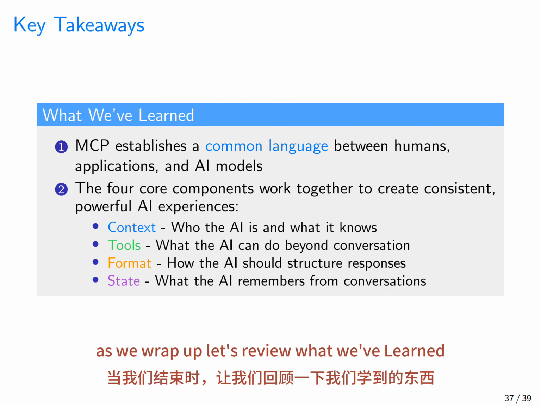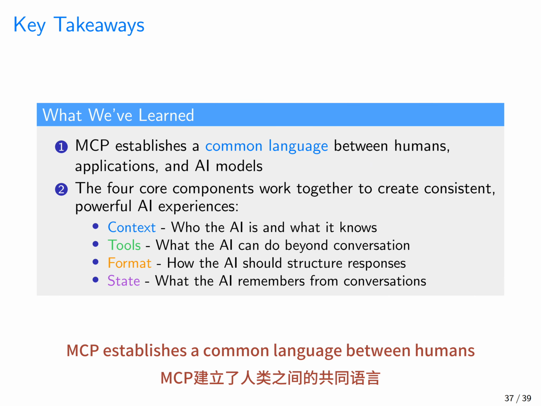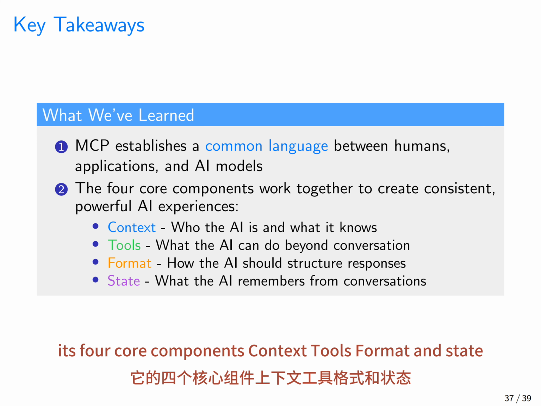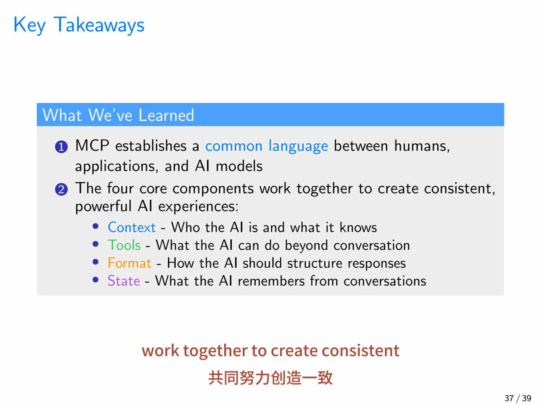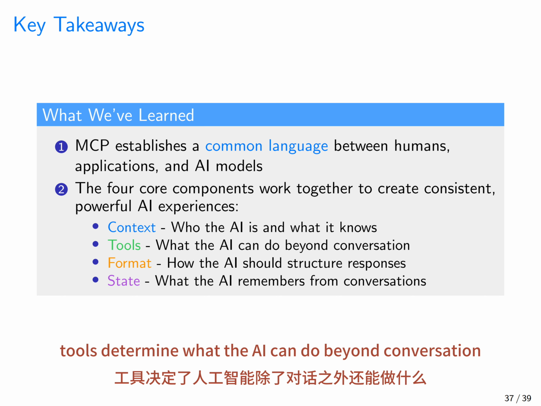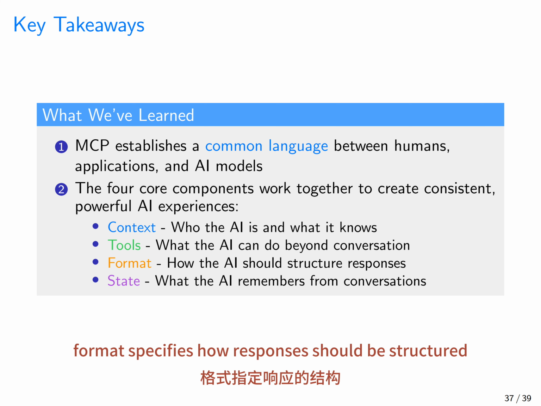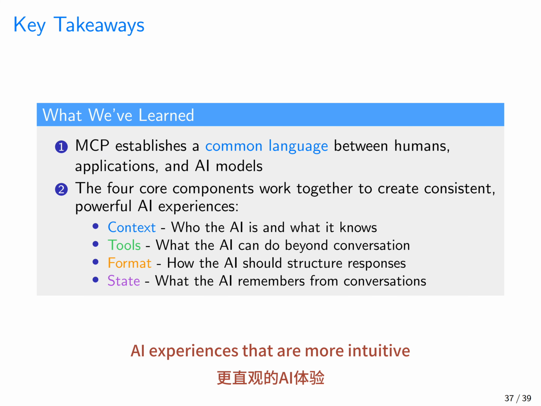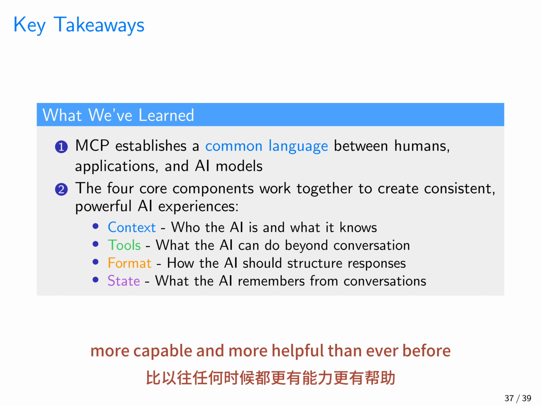As we wrap up, let's review what we've learned. MCP establishes a common language between humans, applications, and AI models. Its four core components, context, tools, format, and state, work together to create consistent, powerful AI experiences. Context defines who the AI is and what it knows. Tools determine what the AI can do beyond conversation. Format specifies how responses should be structured, and state maintains memory of previous interactions. Together, these components create AI experiences that are more intuitive, more capable, and more helpful than ever before.